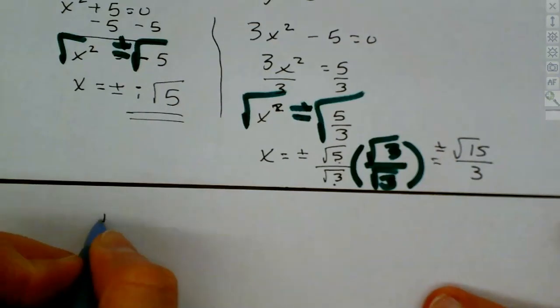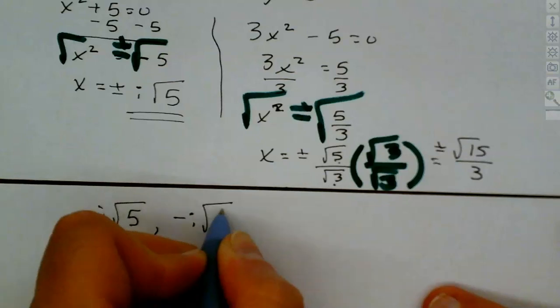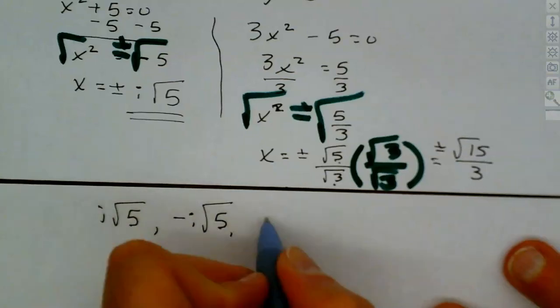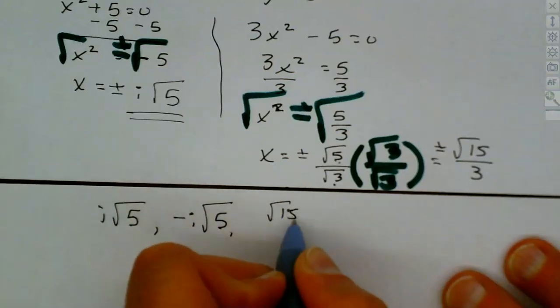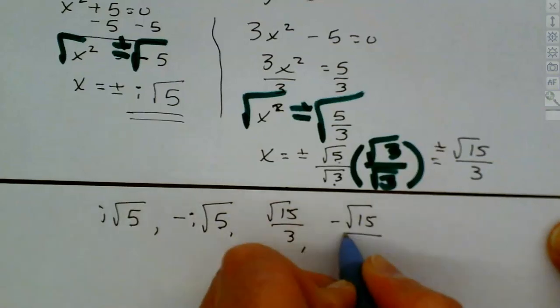We've got i squared of 5, minus i squared of 5. And then we've got the square root of 15 over 3 and minus the square root of 15 over 3.